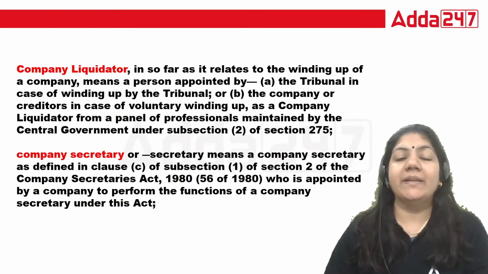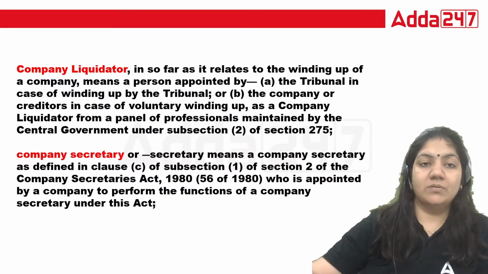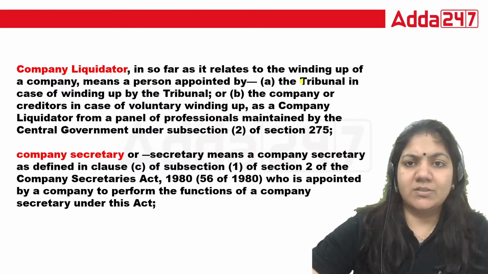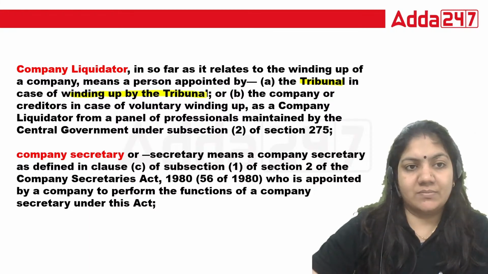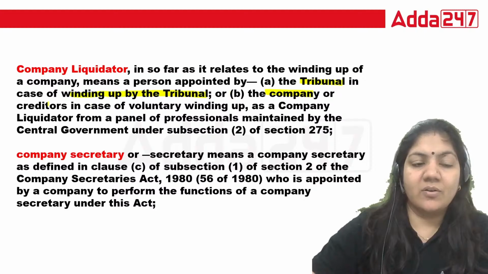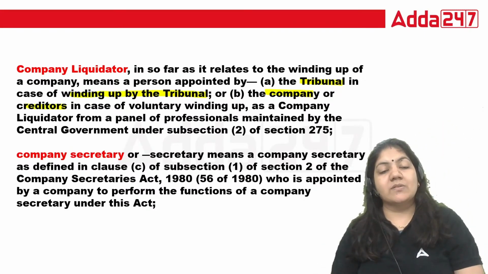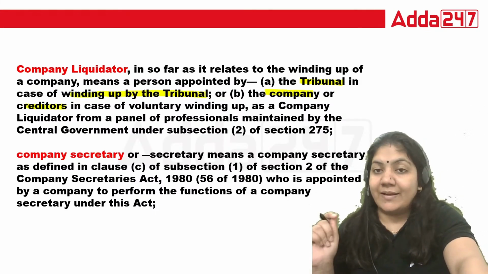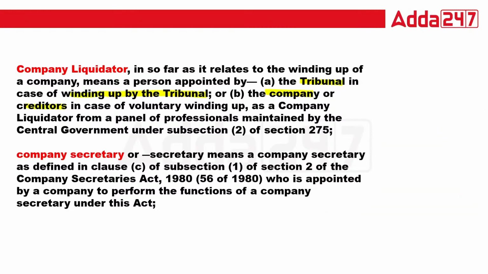What is company liquidator? So the company liquidator is basically the tribunal in the case of winding up by the tribunal. Okay, it can be the company or creditors in case of voluntary winding up. Okay, so this is your company liquidator. Whenever the company is going to be wound up, the liquidator will come into the picture and will sell the assets of the company. That is called company liquidator.